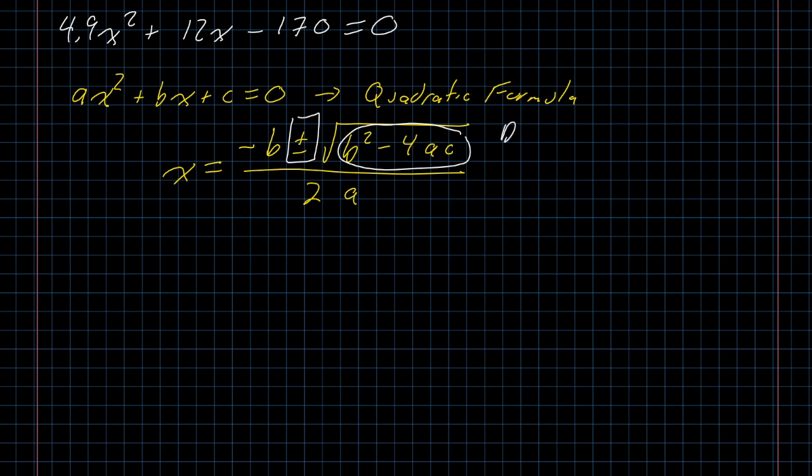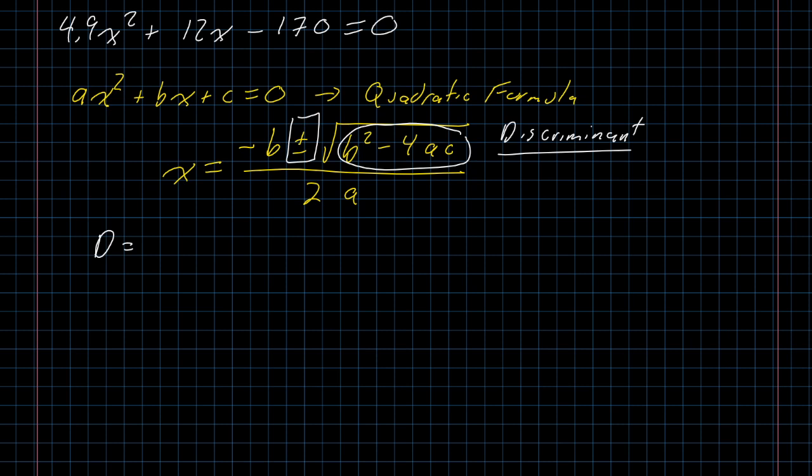This stuff under the square root is called the discriminant. That's a long name for it. I don't care if you know the name or not, but it will be very helpful to understand why I call it D.